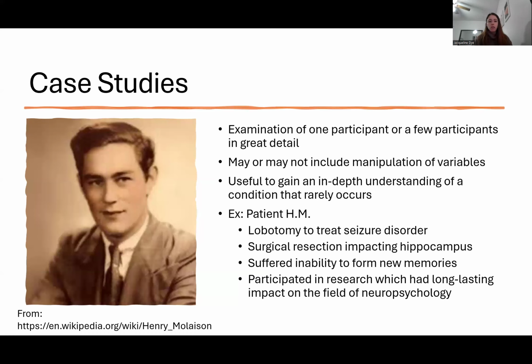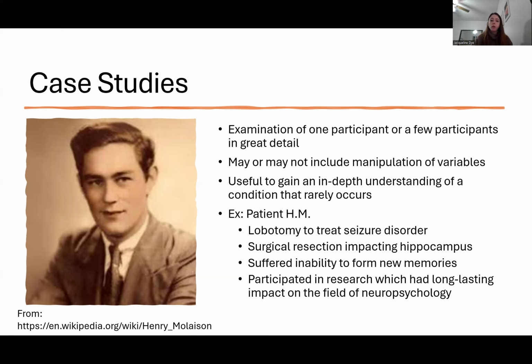Then we have case studies. So this is an interesting area, an interesting method of research. So this entails examining one participant or a few participants in great detail. It may or may not include manipulation of variables, and it can be useful to gain an in-depth understanding of a condition that rarely occurs. So for example, there was a video posted this week about patient HM, who's kind of famous in the field of psychology and specifically neuropsychology.